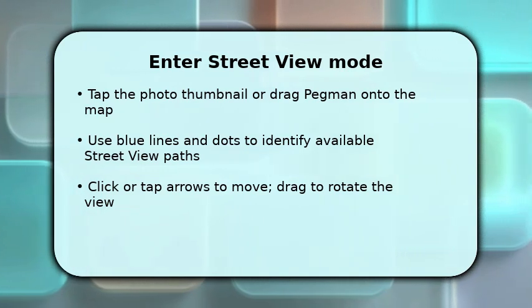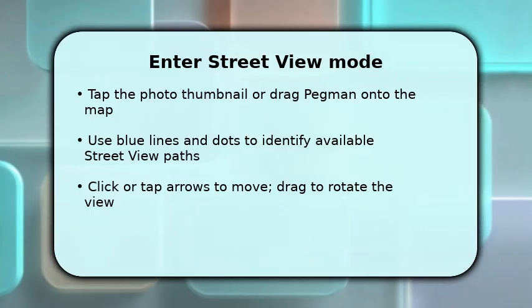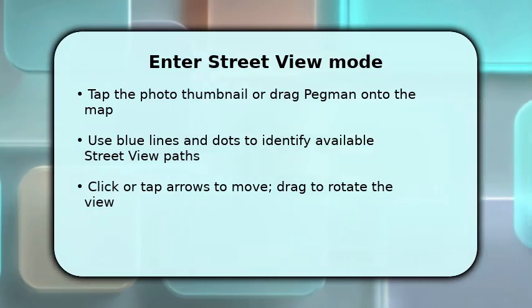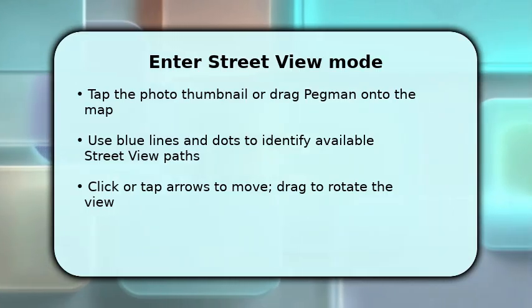On mobile, tap a location's photo thumbnail labeled Street View. On desktop, drag Pegman from the corner onto a blue highlighted street. Blue lines indicate continuous coverage and blue dots show photo spheres.